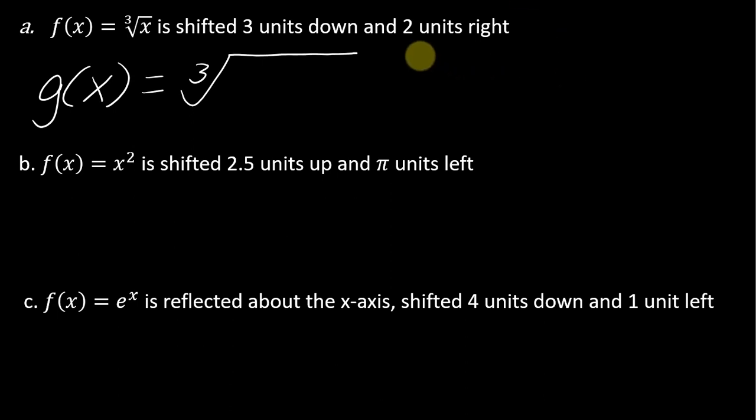To move 2 units right, I need to write on the inside part of the function x minus 2. This is why I think you need to have mastered the idea behind translations, because writing minus 2 within the function is what makes it move 2 right. If you have that information, then you're good to go. And then to move 3 units down, I write on the outside of the function minus 3. So that's the idea.